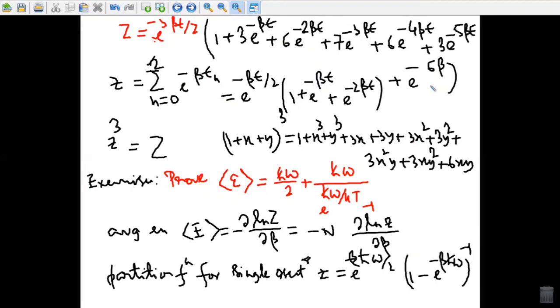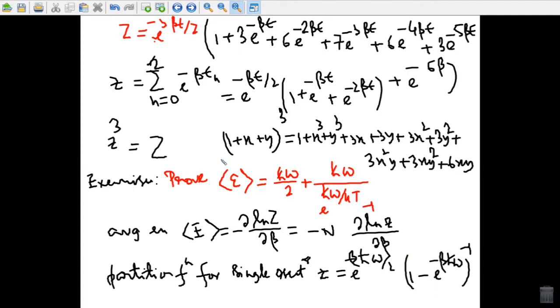So this is the cube of the single particle partition function for a single oscillator. Small z is the sum over n equals 0 to 2 of e to the power minus beta epsilon n, which is e to the power minus beta epsilon by 2, times 1 plus e to the power minus beta epsilon plus e to the power minus 2 beta epsilon. If one calculates this z cubed with the identity that 1 plus x plus y, whole thing cubed, is equal to this series, and one uses the exponential power form, the equation can be obtained. So this is one exercise.